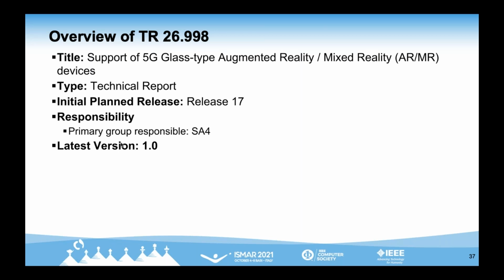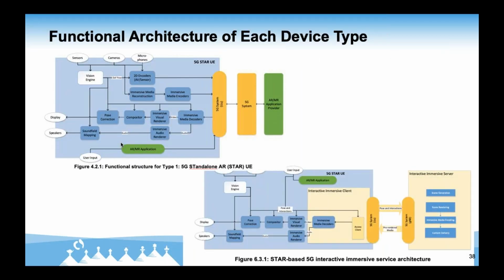The technical report 26.998 is on the subject of 5G glasses for mixed and augmented reality on 5G networks. It isn't a technical specification, and it won't become one, but it's the basis for specifications in the future. This is already in version 1.0, and it's coming up to perhaps being finalized as early as the end of this year, 2021.